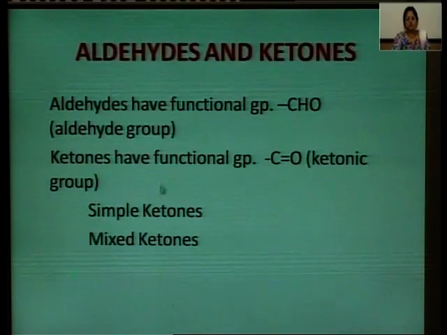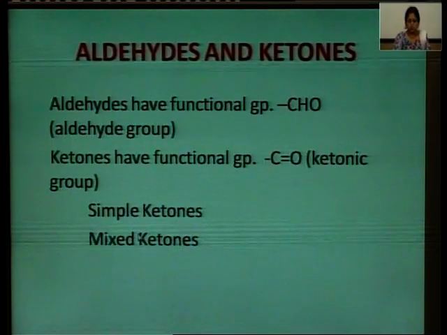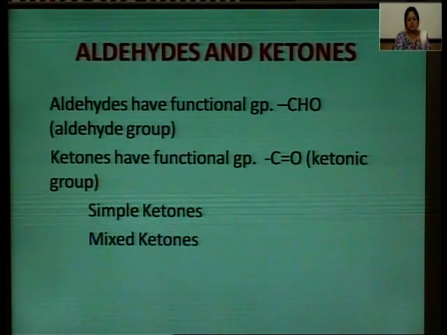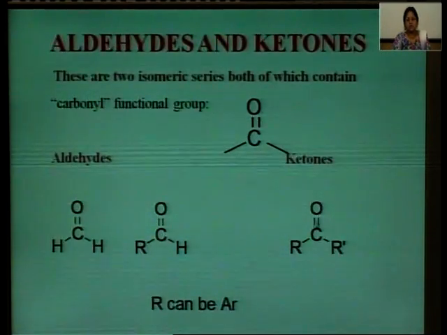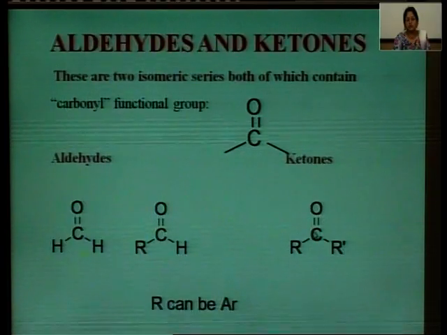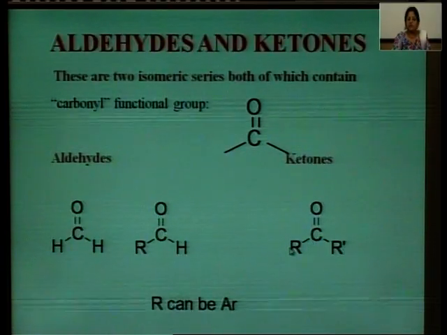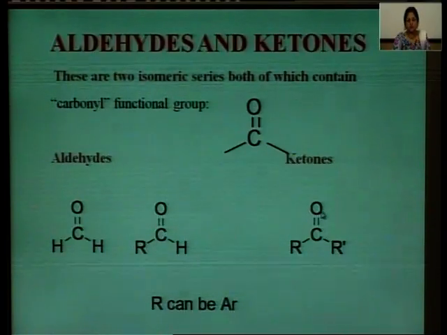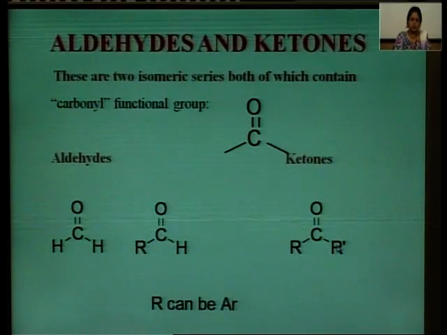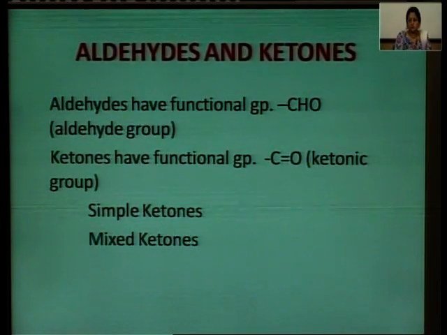The ketones are further of two types, simple ketones and mixed ketones. This classification of ketones depends upon the nature of the alkyl substituents. If the two alkyl substituents attached to the carbonyl function are the same, then the ketones are known as simple ketones. And if the two alkyl or two aryl substituents attached to the carbonyl function are different, they are known as mixed ketones. In case of mixed ketones, one can be an alkyl group and the other an aryl group, or one can be one alkyl group and the other a second alkyl group. So ketones are of two types, simple ketones and mixed ketones.